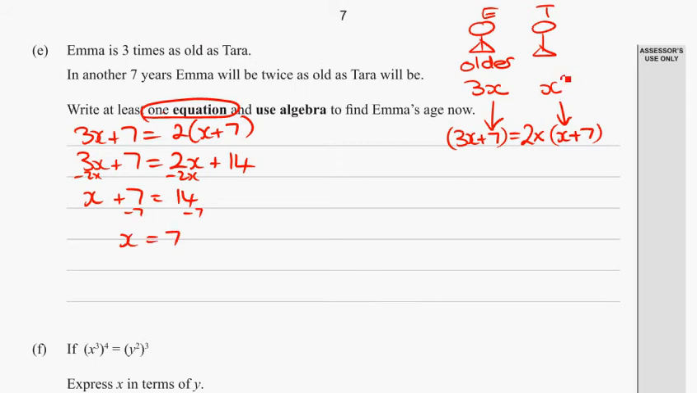So that would be, and now we can just check Tara's age now. So Emma would be 21. In 7 years' time, Tara will be 14. And Emma will be 28, and in fact she is twice as old. So Emma's age now must be 21. Emma is 21 now. You could have got that a different way, but you just have a look at your working, make sure you've got an equation.